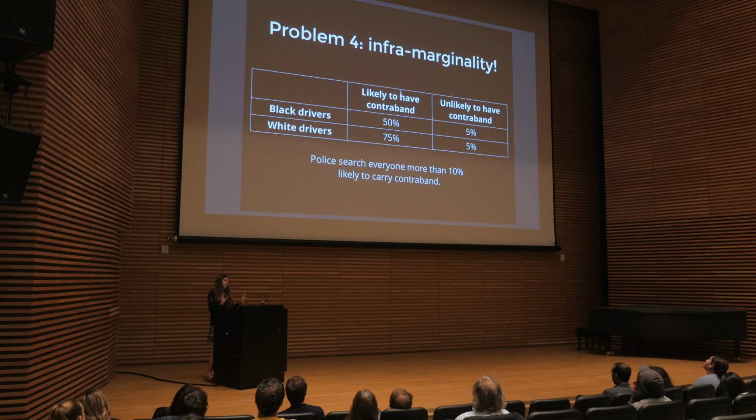Now, importantly, in this hypothetical example, the police are not being discriminatory. They're searching all drivers who are more than 10% likely to carry contraband, applying the same threshold to both groups regardless of race. What's going to happen in this example is that the hit rate for white drivers is going to be 75%. The hit rate for black drivers is only going to be 50%. So it's going to look like there's discrimination on the basis of the hit rate test, even though by hypothesis the thresholds are the same.